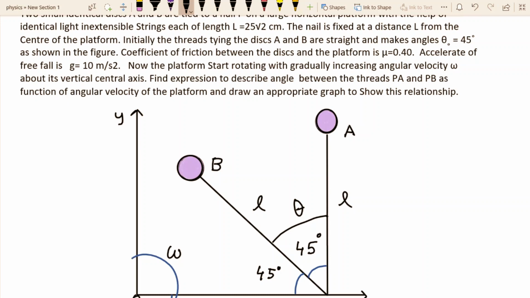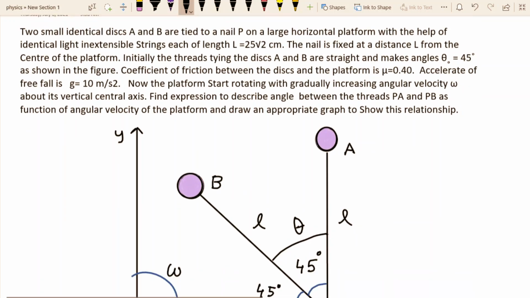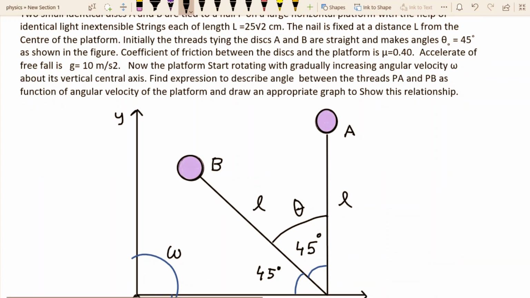Okay. If you want to talk about the direction of the friction, because there is a coefficient of friction between the disk and the platform, that is 0.40, then definitely the frictional force will be acting tangential to the circular path of radius L. So we have to observe that point.